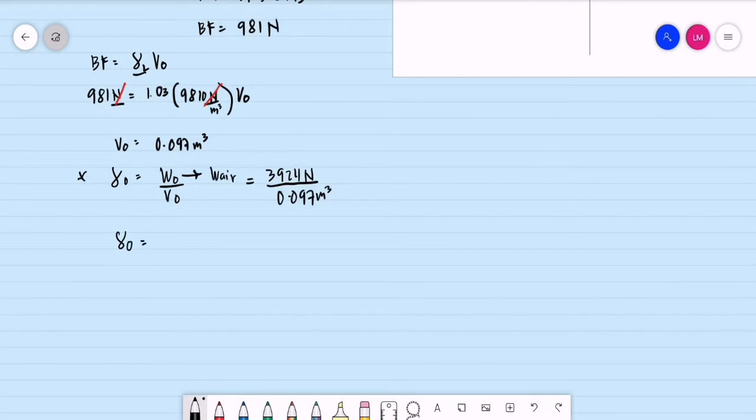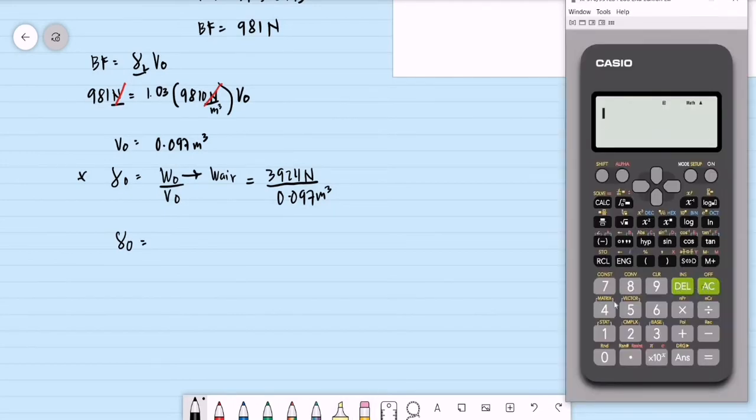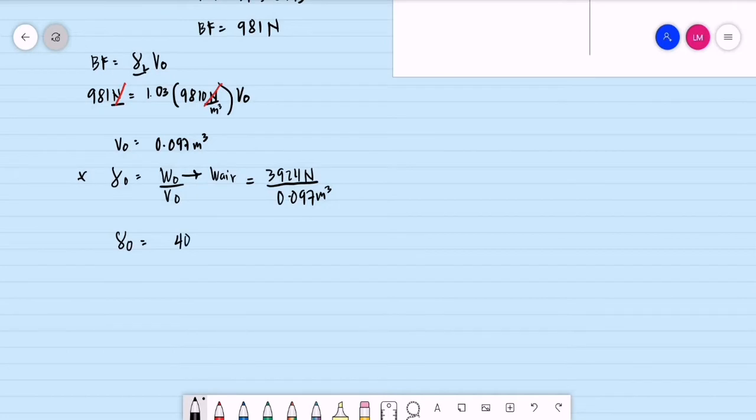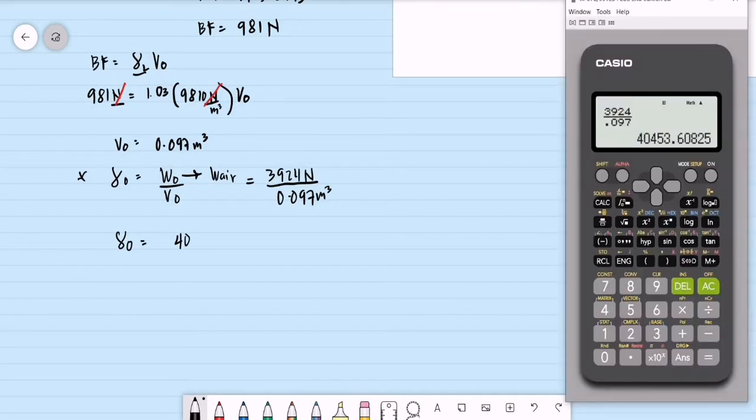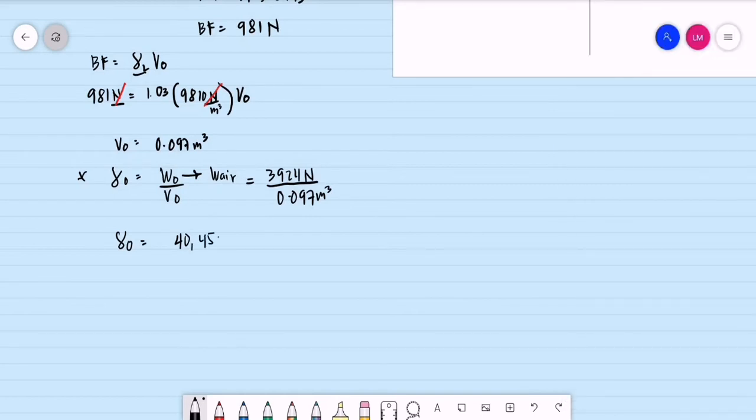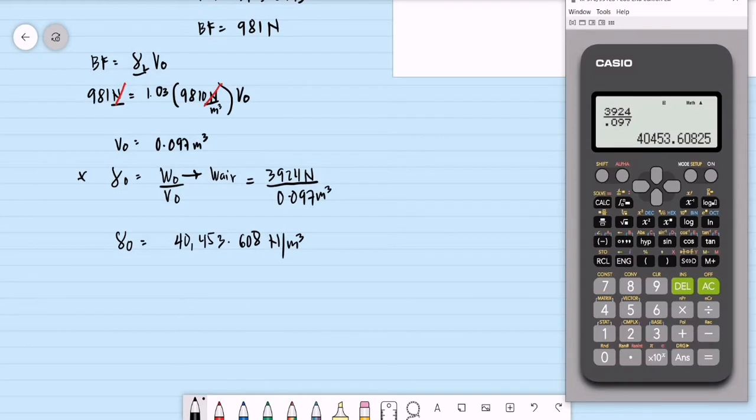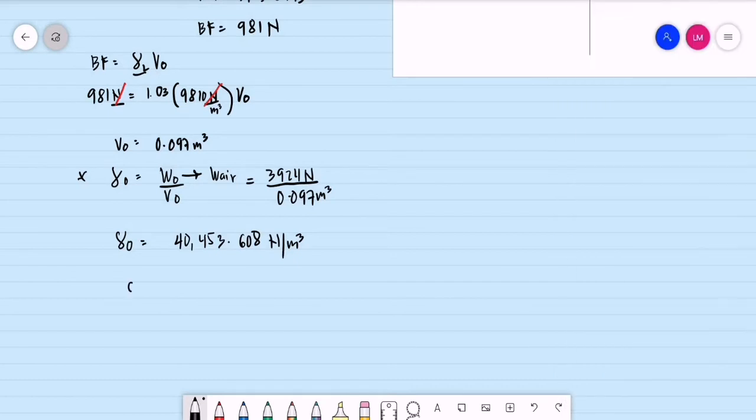So what will be the unit weight of the object? The unit weight is equal to 3,924 divided by 0.097. So it's equal to 40,453.608 newtons per cubic meter. So how do we compute for the specific gravity?